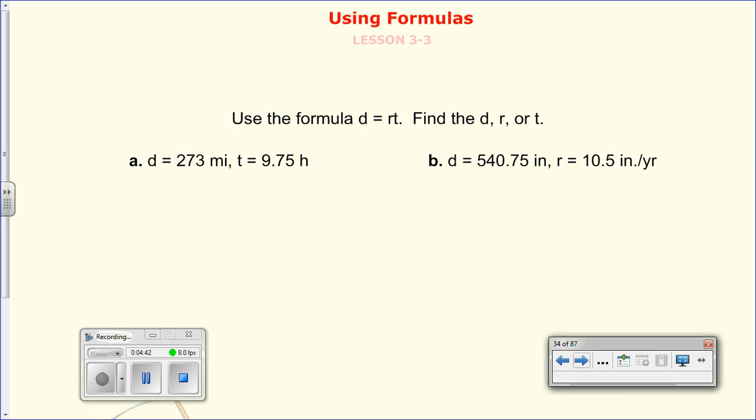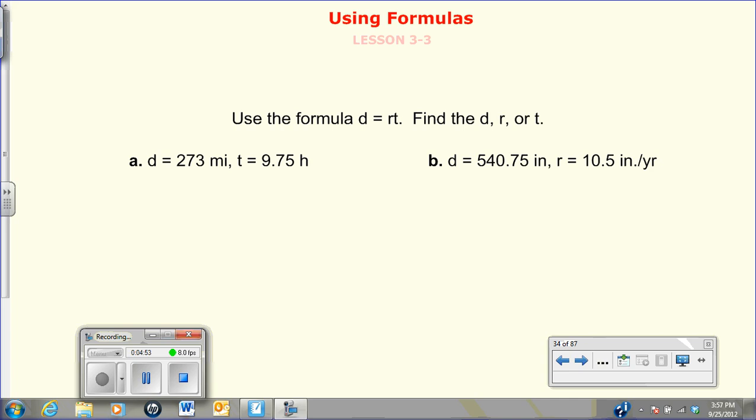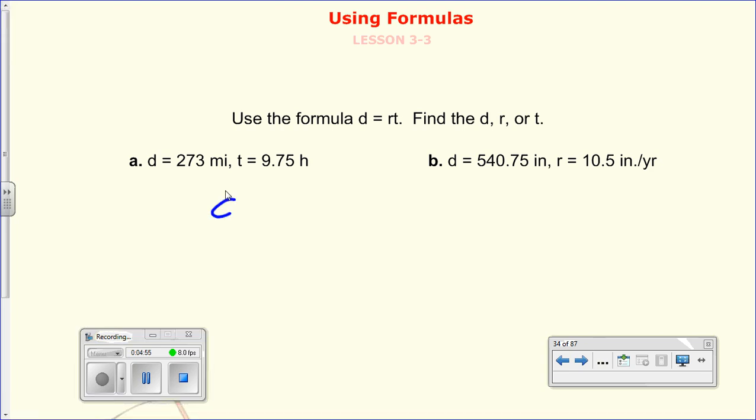So I want you to go ahead, fill this out, solve for the variable, and see if you can get the right answer. When you're all done, come back and check your answers. So go ahead and pause me now. All right, so let's solve this first one. Again, we're dealing with the formula D is equal to R times T, where distance is 273 miles.